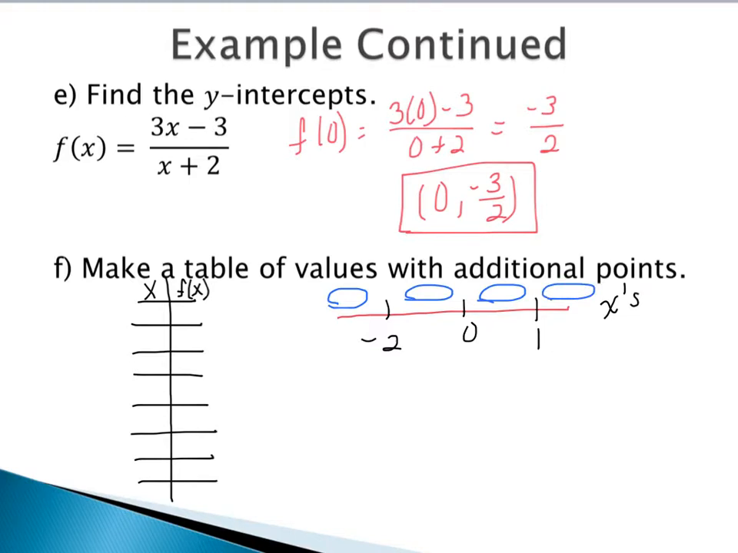Your vertical asymptote always separates the graph. Remember, with your vertical asymptotes, a graph can never cross a vertical asymptote. So if you have one vertical asymptote, as we have here, we're going to have at least 2 pieces to our graph. If you had 2 vertical asymptotes, you would have 3 pieces. So we need to make sure to find enough points that we get a comprehensive graph.